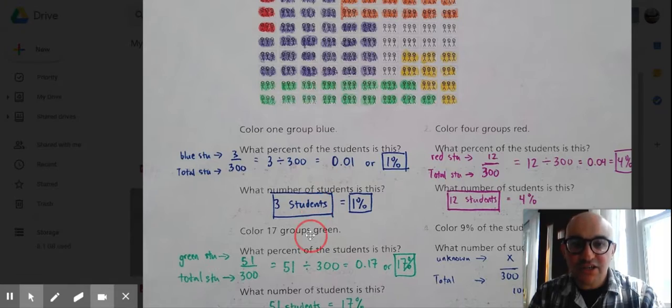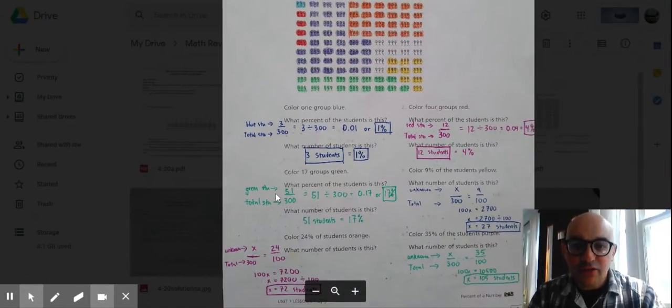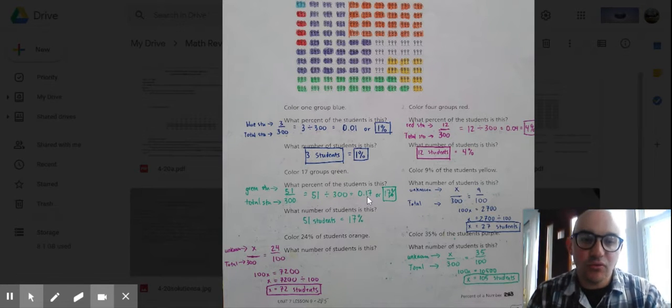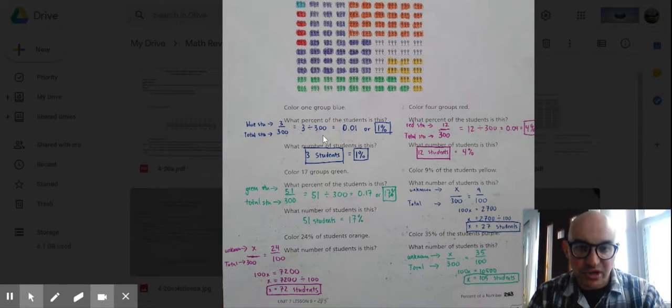Okay, color 17 groups green. So I did that up top, and I do the same process. My green students on top, my total students on bottom. 51 divided by 300, I plug that into the calculator, I get 0.17. 0.17 is also known as 17%. What number of students is this? 51 students. Same process as the problem above.